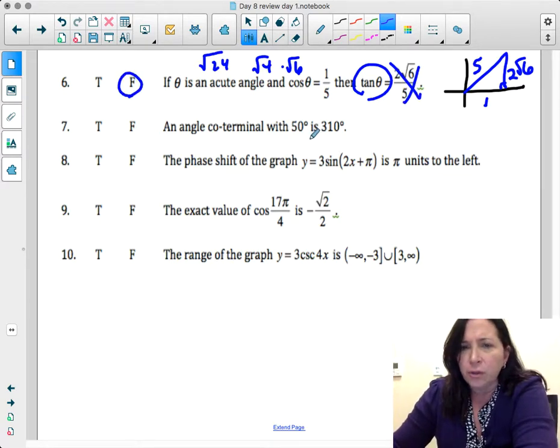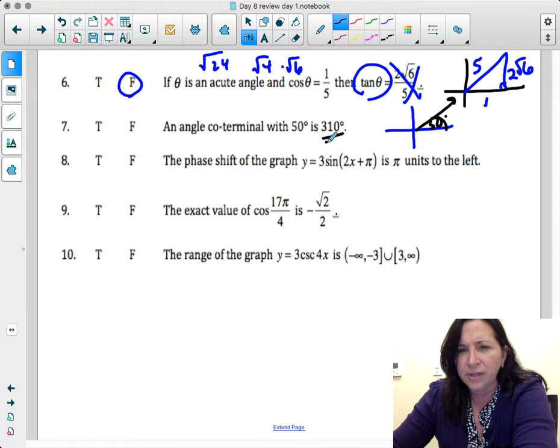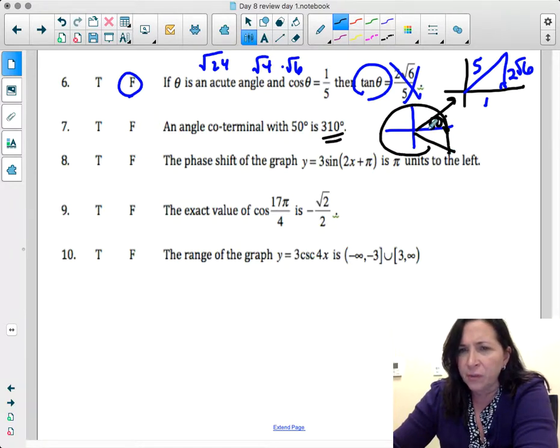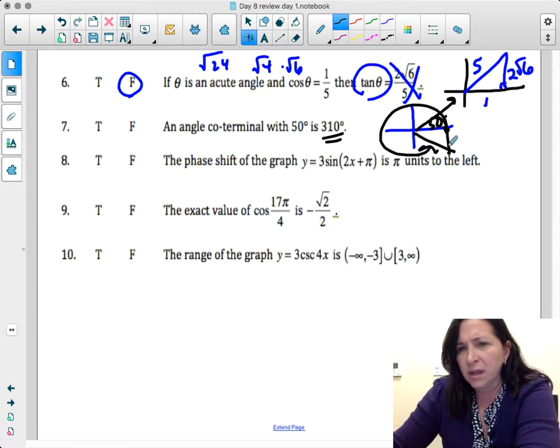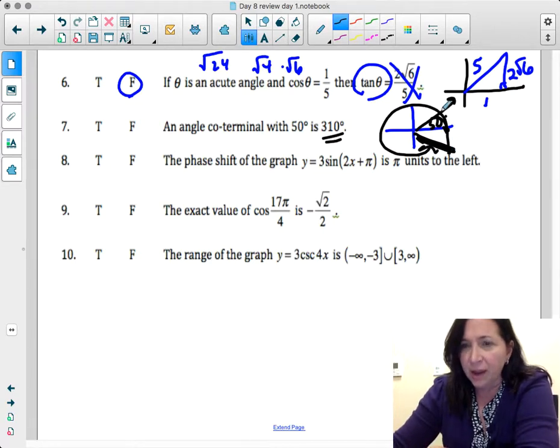An angle coterminal with 50 degrees is 310. Coterminal means that they end in the same place. So going up, here's 50 degrees, 50. Now, remember, where's 310 degrees? 310 starting at 0, goes all the way around and stops. Okay, it's still 50 degrees away, but coterminal means they end in the same place. Well, this angle that ends here, which is 310 degrees, does not end in the same place as 50. So that's false.